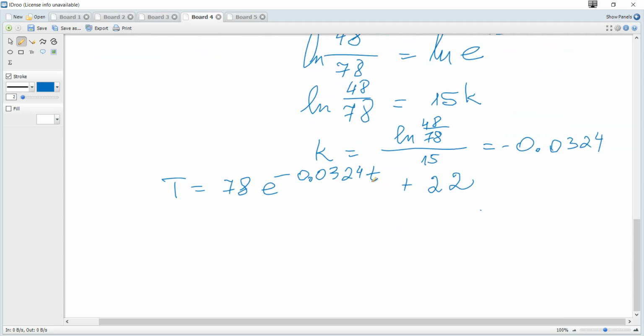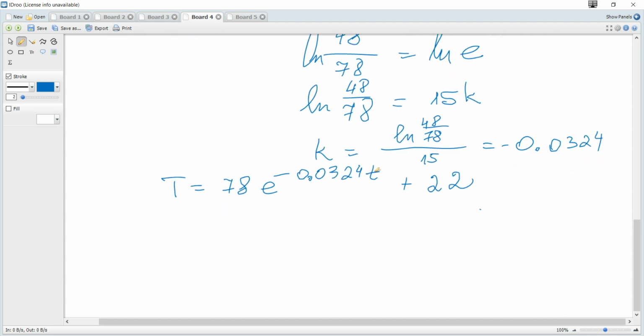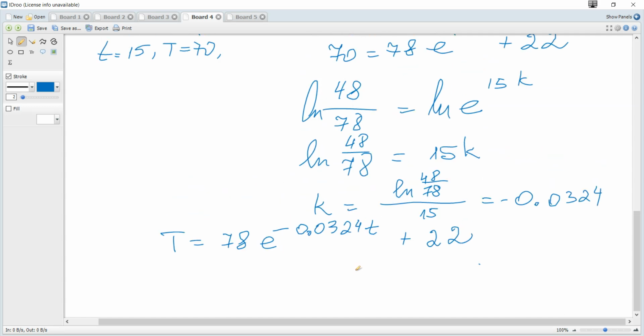And you can see that when t tends to plus infinity, this tends to 0, and hence T tends to 22, and you understand what 22 is, it's just the room temperature. And when t is 0, you get 100, it's the initial temperature.